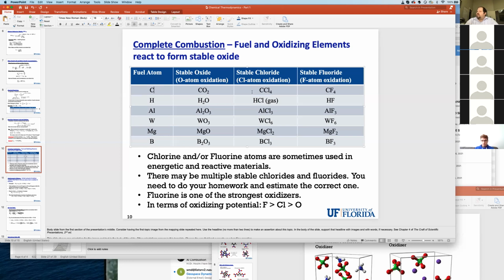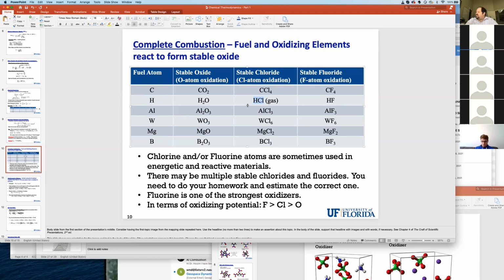So if you're going to burn carbon with chlorine, the stable product is carbon tetrachloride. And if you're burning it with fluorine, then the stable product is carbon tetrafluoride. If you're burning hydrogen with chlorine, the stable product is HCl. That's a gas. And some of you may be thinking, well, but that's an acid. When it's in gaseous form, it's not an acid.